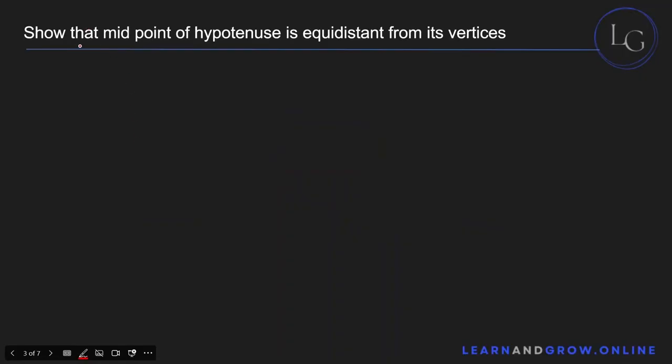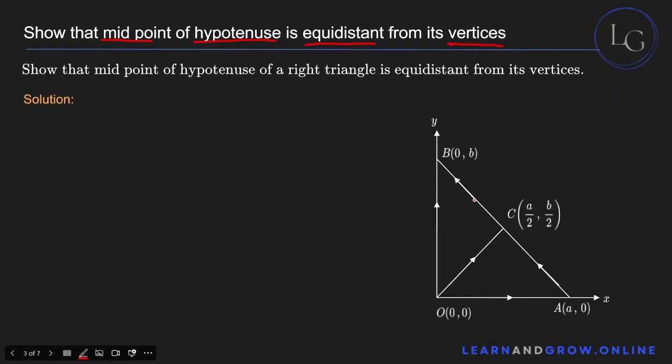Now, here's a more difficult type of example. We have to show that the midpoint of a hypotenuse is equidistant from its vertices, right? So this here is an example. Now you have this line AB as the hypotenuse of this triangle OBA, right? Now we need to show that the midpoint of a hypotenuse of a right angle triangle is equidistant from its vertices, and the midpoint of the hypotenuse is this C over here, right? So it says that it is equidistant from its vertices, which are these here. We need to prove it.